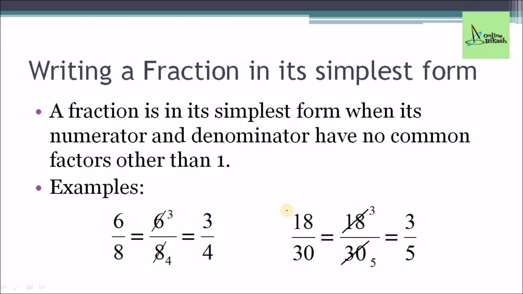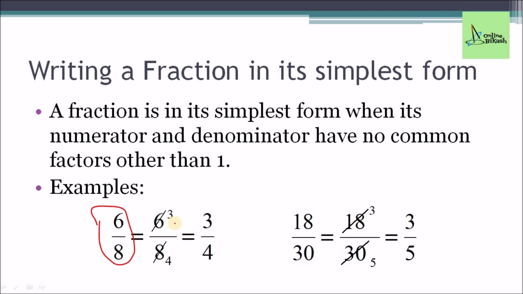We will cancel. So you see this one, 6 by 8, this is a fraction. Now we will take it into its simplest form. We will find, is there a number that can divide both the numerator and denominator? You will say yes, 2. 2 can divide 6 and 2 can divide 8. So we will cut this 6 and write 3. Why am I writing 3 here? Because we have cut the 6 by 2. So 2 3s are 6, that 3 is written.